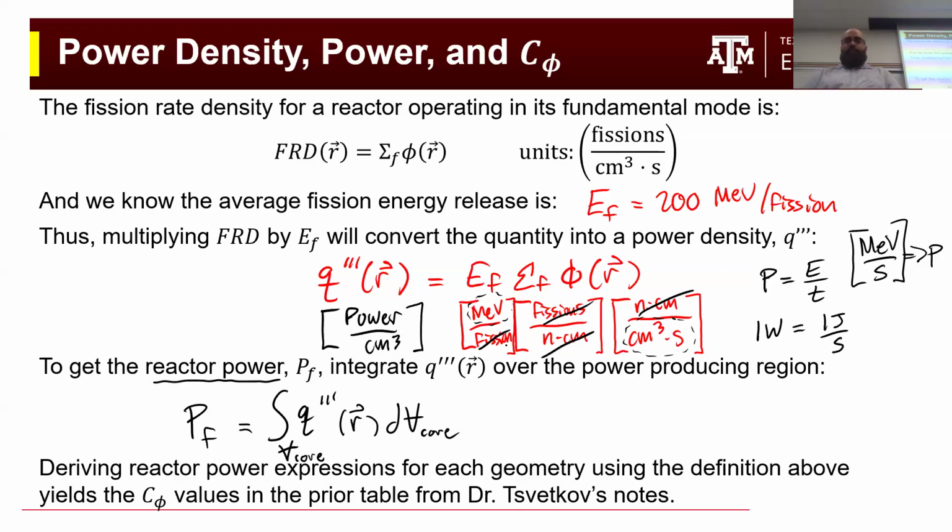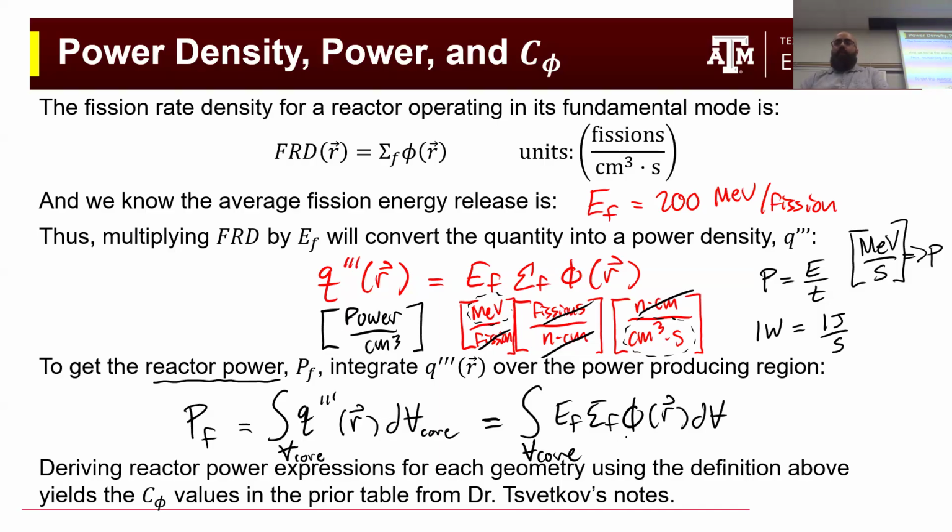I think that's an important thing to make sure that we're aware of: if you had a multi-region reactor where it was fuel and then a reflector and then fuel and then another reflector, the power would only be due to the parts of the reactor where you had fuel, where you were producing power. And then you can sub in the definition that we just introduced to say that this is the integral over the core volume of EF times sigma F times our phi of R dV. Just subbing in the definition for power density in here.